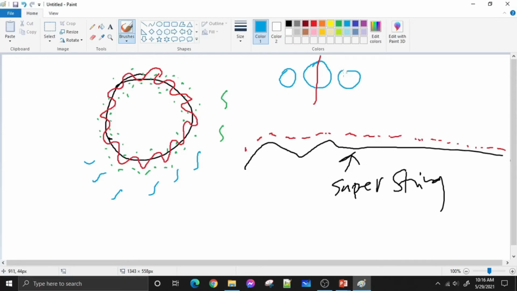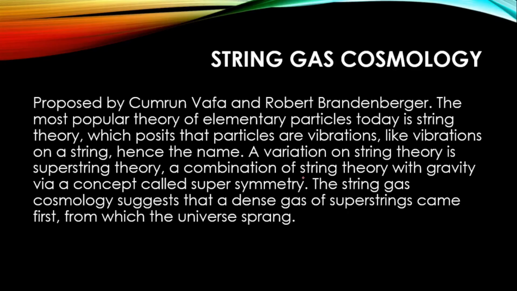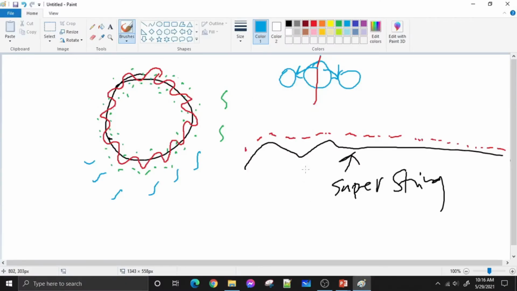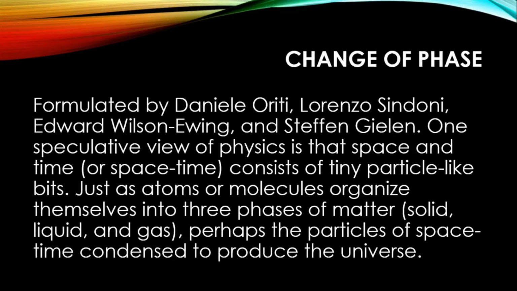because with the string crossing the star, it will produce a curved image, right and to the left side of that string gas, forming two mirrored images of the same star. But this phenomenon has not yet been observed, so therefore the scientific community never accepted the superstring or the string gas cosmology. Next theory is about the change of phase.